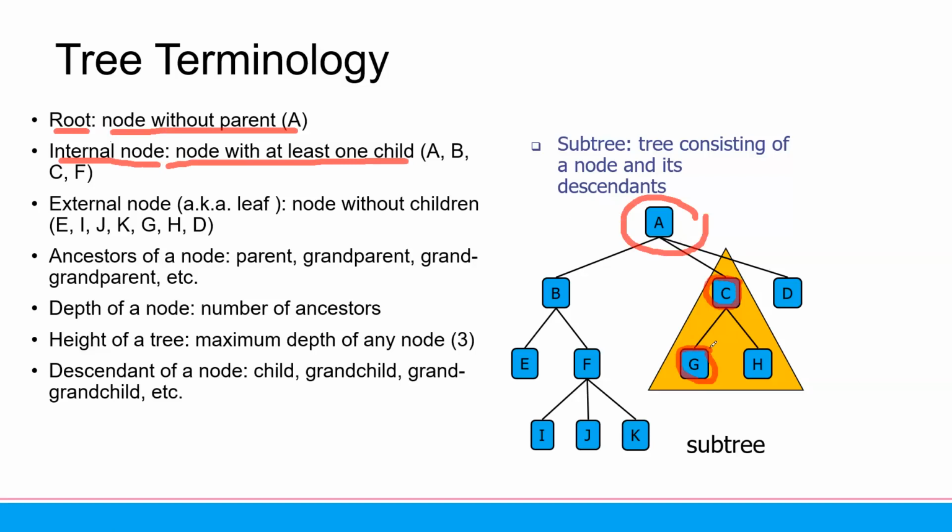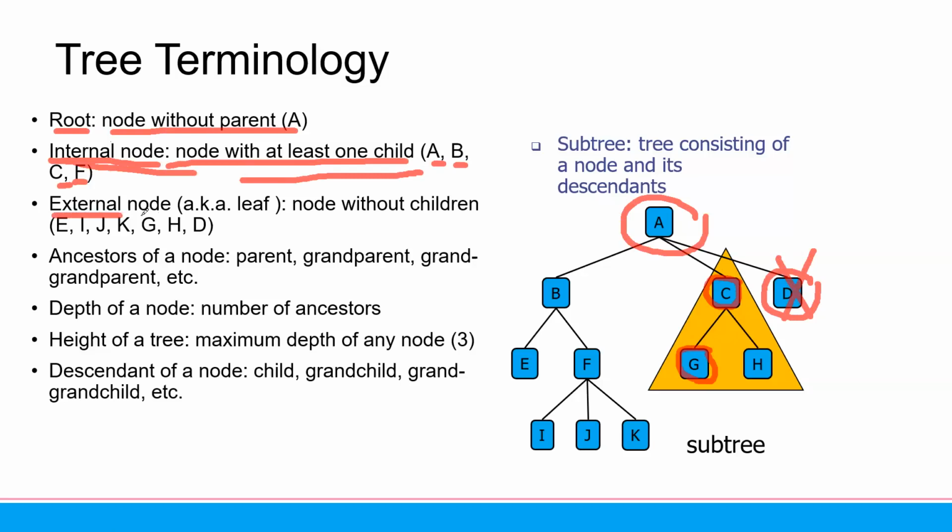But what about D? D is a node, but there is no child. So it is not an internal node. The meaning of internal node is a node with at least one child. For example, A, B, C, and F.